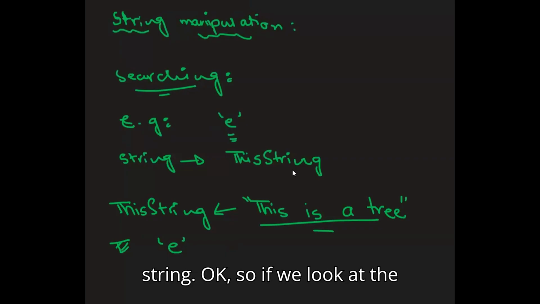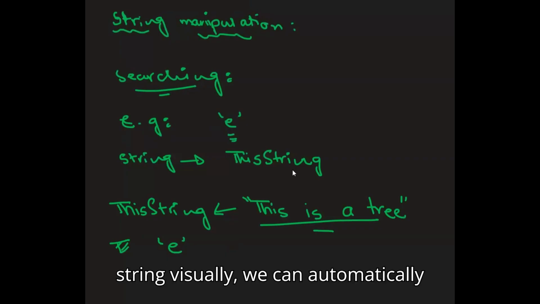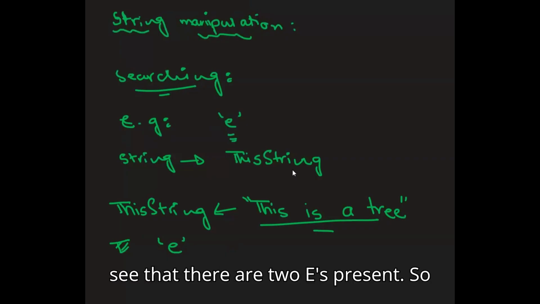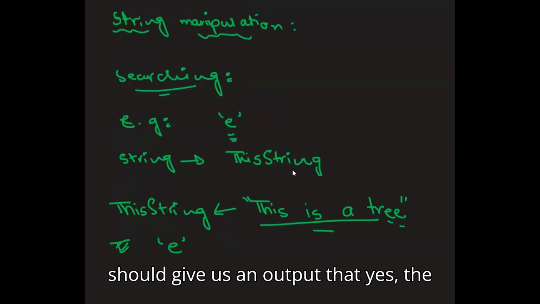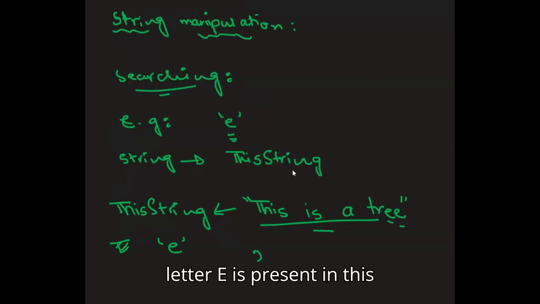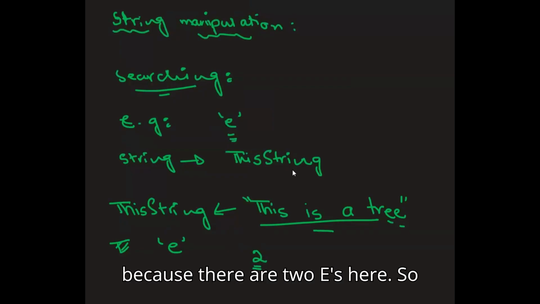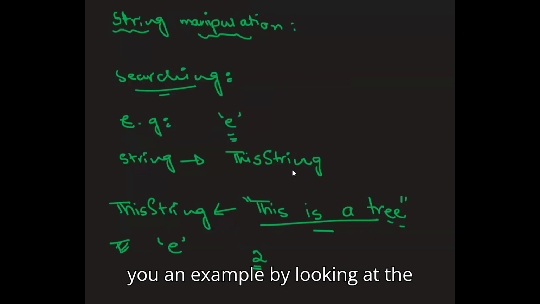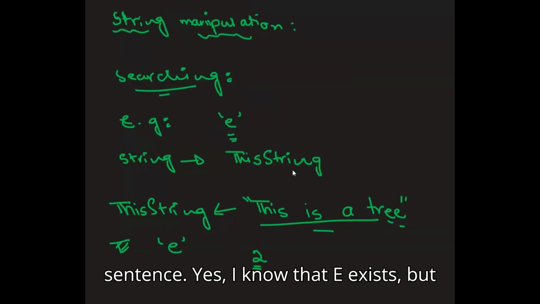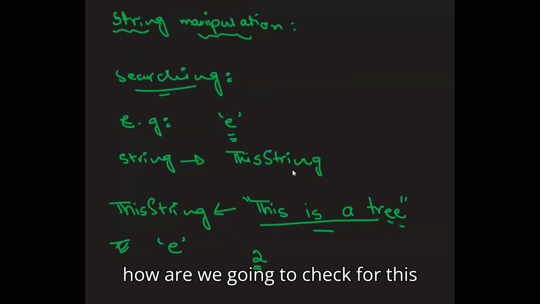If we look at the string visually, we can see that there are two e's present. So whatever pseudocode we are writing should give us an output that yes, the letter e is present in this string, and it occurs two times because there are two e's here. This is a general observation, I'm just giving you an example by looking at the sentence. Yes, I know that E exists, but how are we going to check for this letter?